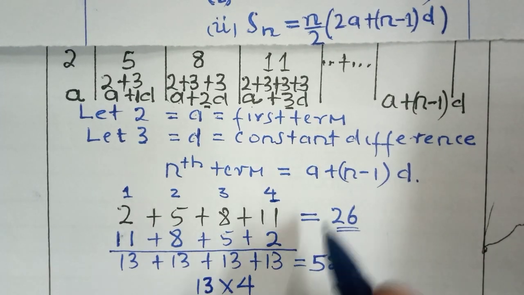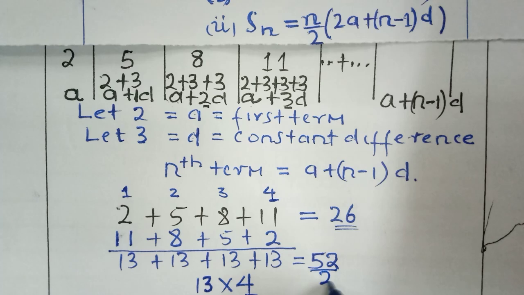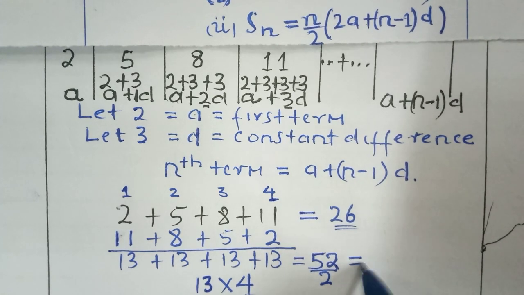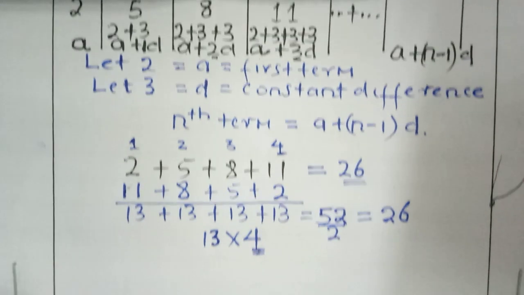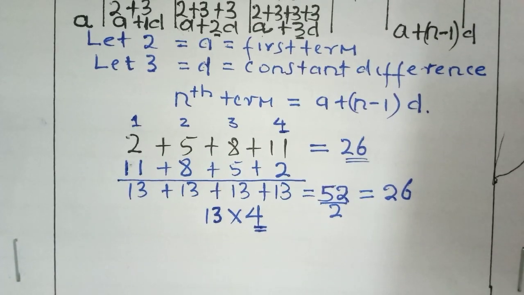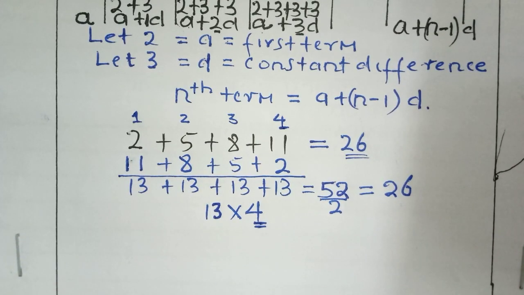Then you divide here by 2, and you are now going to get 26. And that's how you find our area. So guys, we use the same format to get our, not area, but our sum.